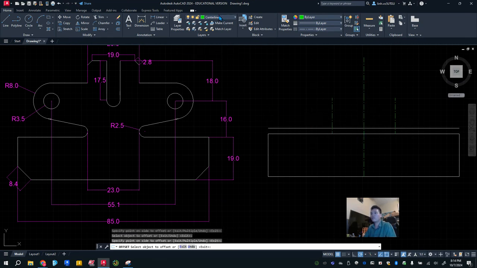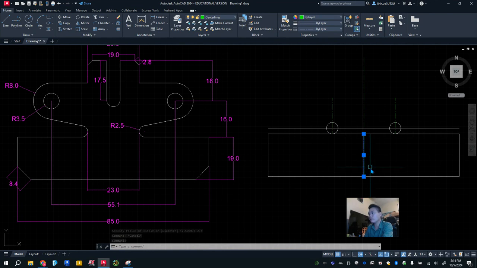Now I can go back to my construction layer. The intersection of that will be where I draw the 2.5 circle. All right. Okay. Now I could just offset this over and then just extend it. Same thing, same way. I just see it that way.